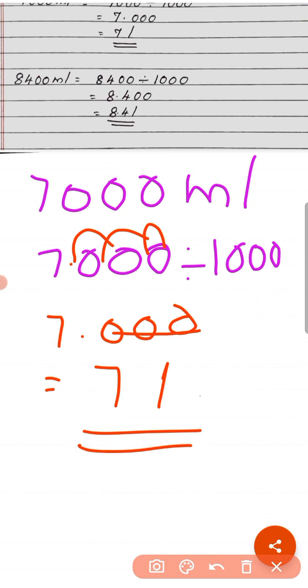7.000, which is equal to 7, because these zeros are coming after the decimal, so they have no value. So which is equal to 7 liters.